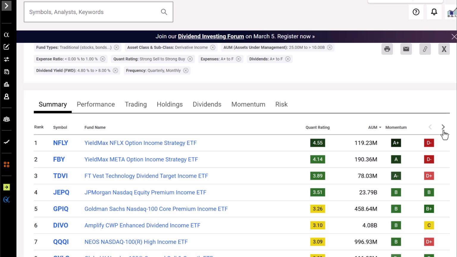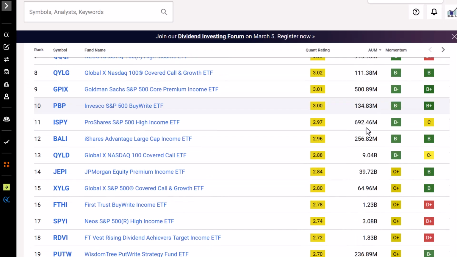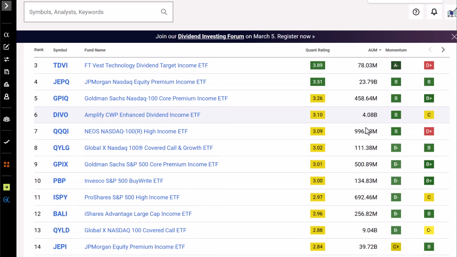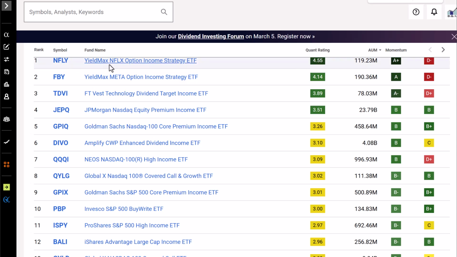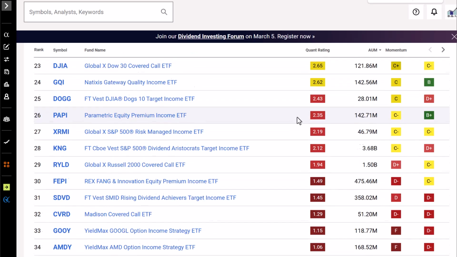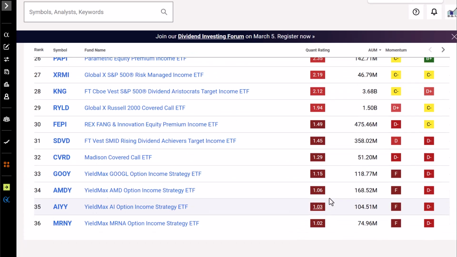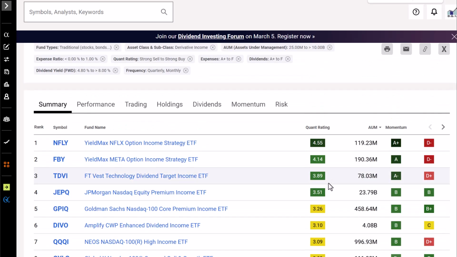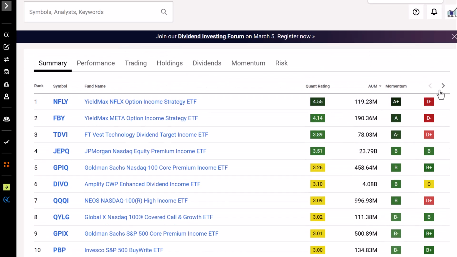So you've got the quant ratings. I'm actually interested in this. It's pretty interesting to see the quant ratings from Seeking Alpha on these covered call ETFs. You can see it ranges all the way up here. I can't believe that the Netflix one from YieldMax is rated the highest. I would not have guessed that. The JEPQ here, which is actually my favorite, is at 3.5. What do we got down here? Yeah, there's quite a few of them that are not rated very highly by the quant ratings here in Seeking Alpha.